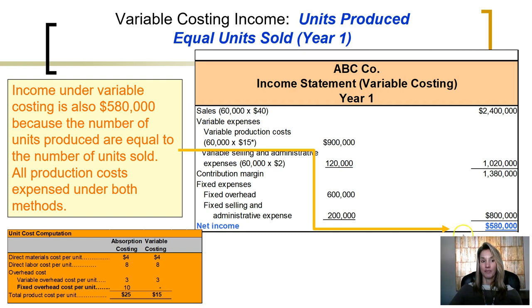The net income under both variable costing and absorption costing is the same, because the number of units produced equals the number of units sold. That means that all costs of production are expensed in that year under both methods.